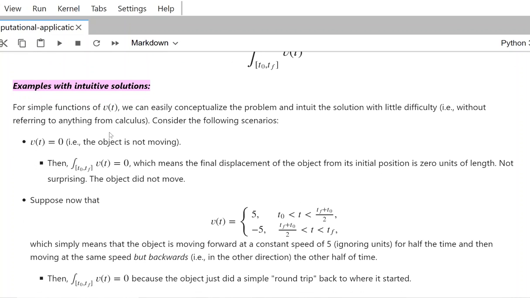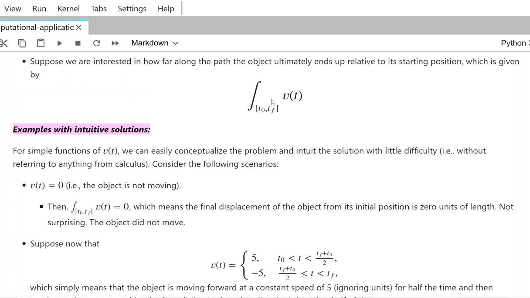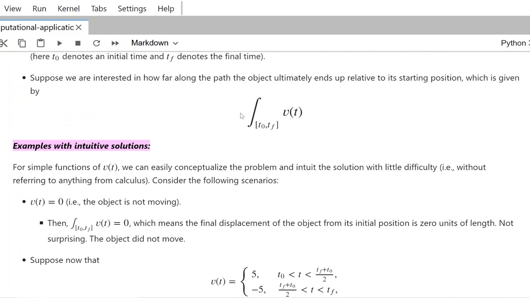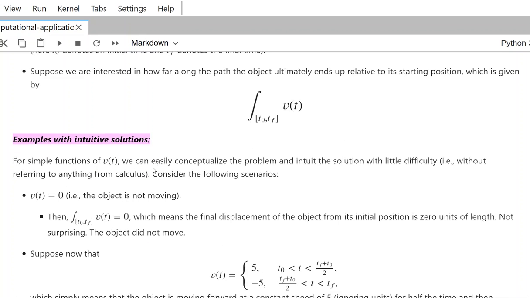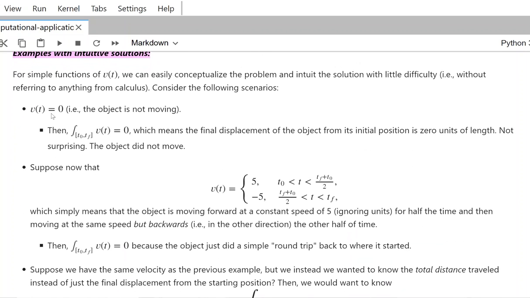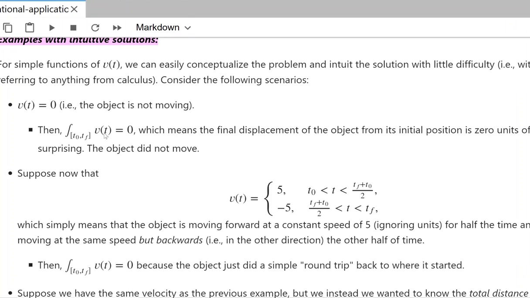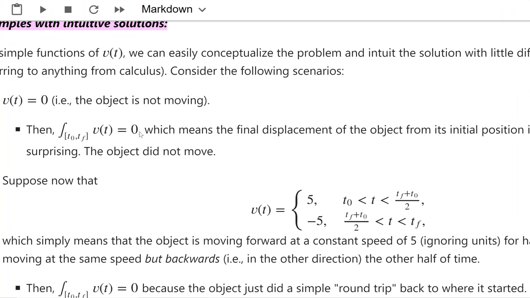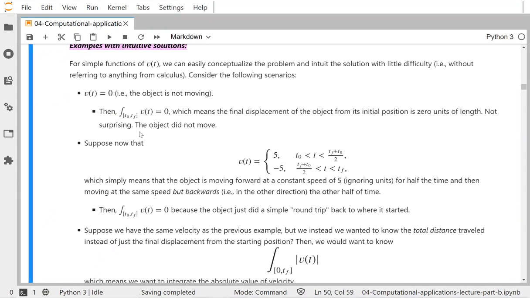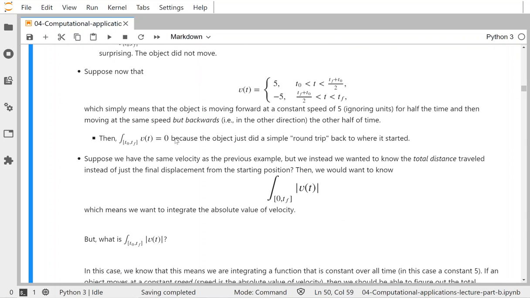So here are some examples with intuitive solutions. Imagine we take some simple functions where we can intuit the solution with little difficulty. Basically, we don't even have to refer to anything from calculus to figure out what the answer should be for this integral, if this integral is indeed giving the displacement. So suppose the object's not moving, meaning the velocity is 0. Well, then the integral of v of t over the time interval should also be 0 because the final displacement of the object from its initial position is 0 units of length. It didn't move. That's not surprising.